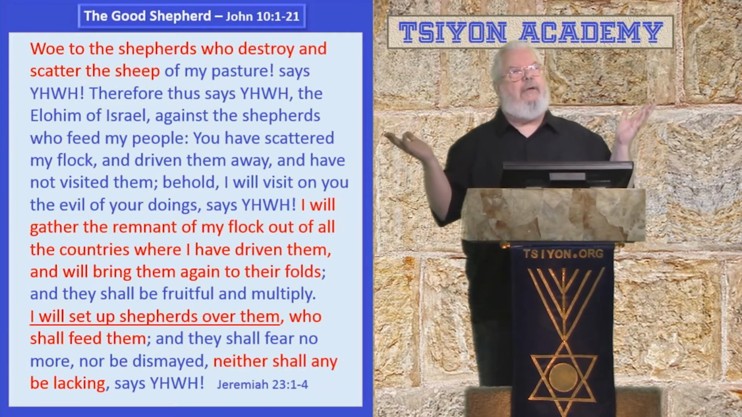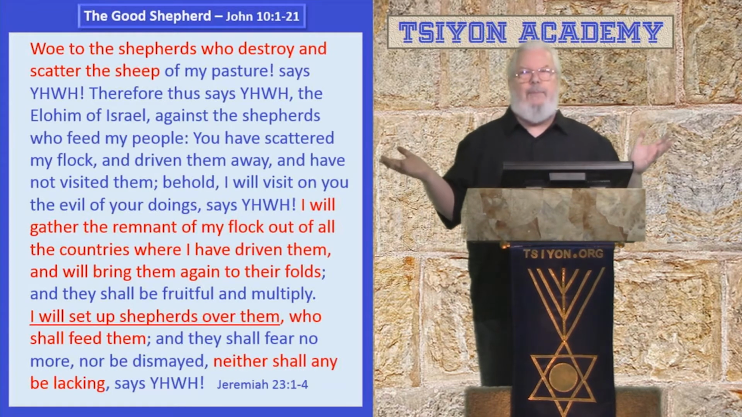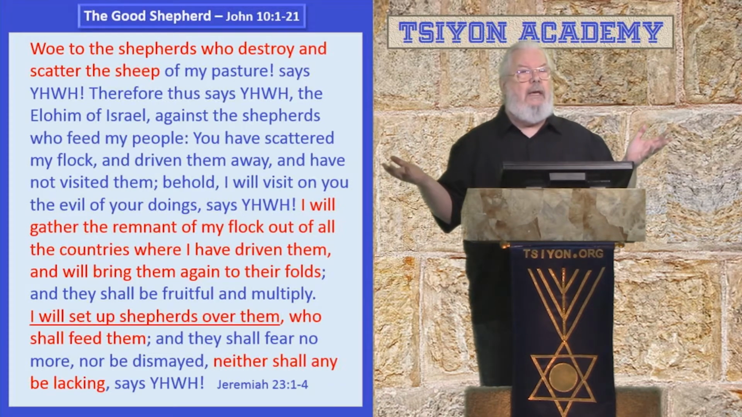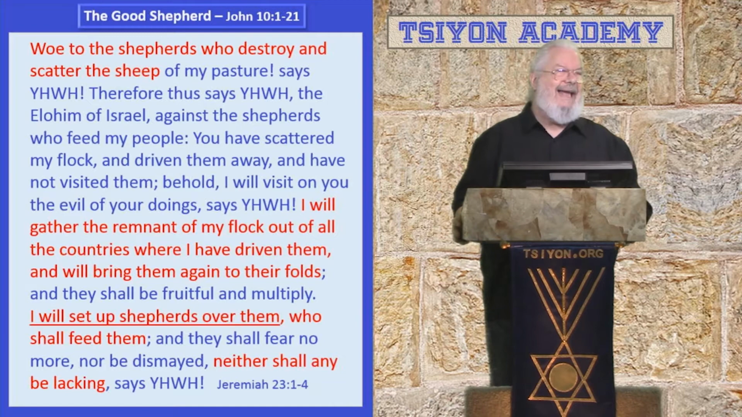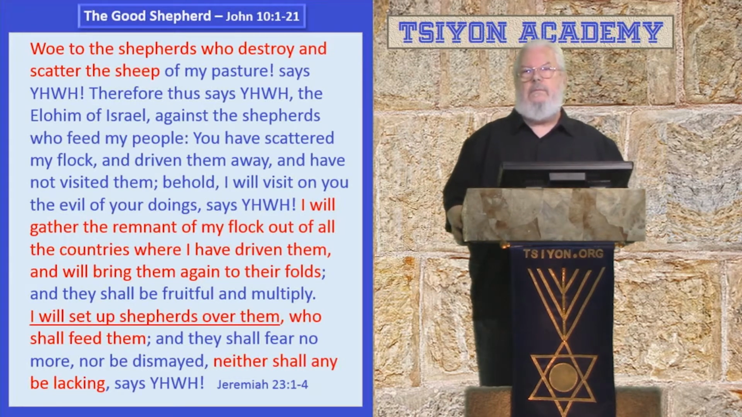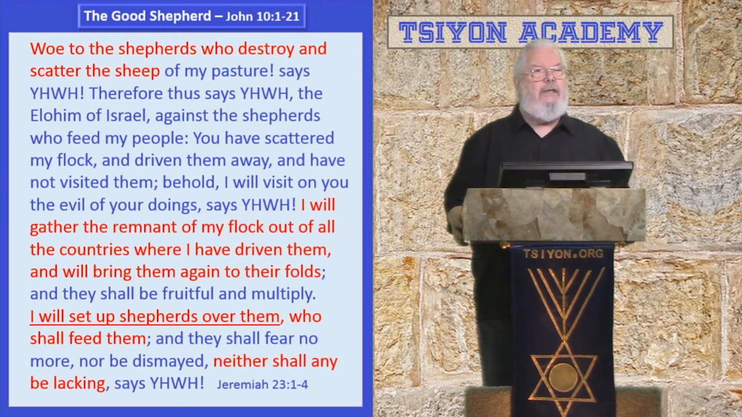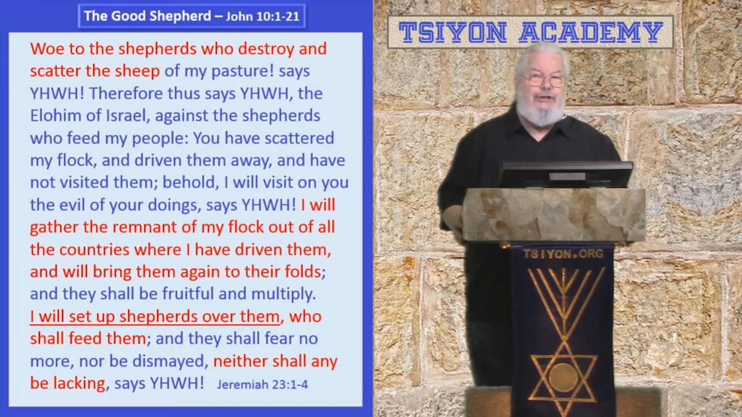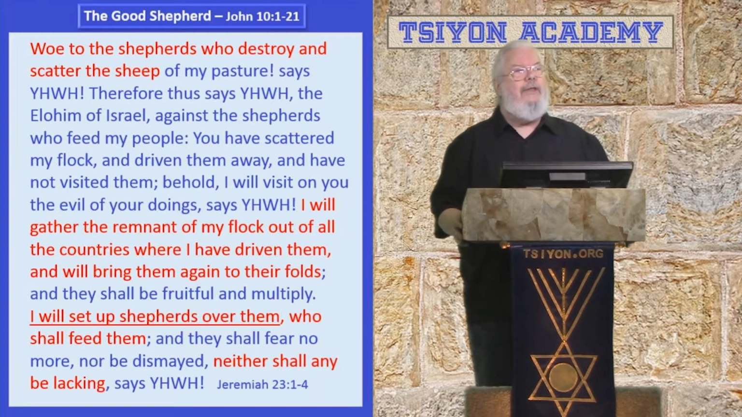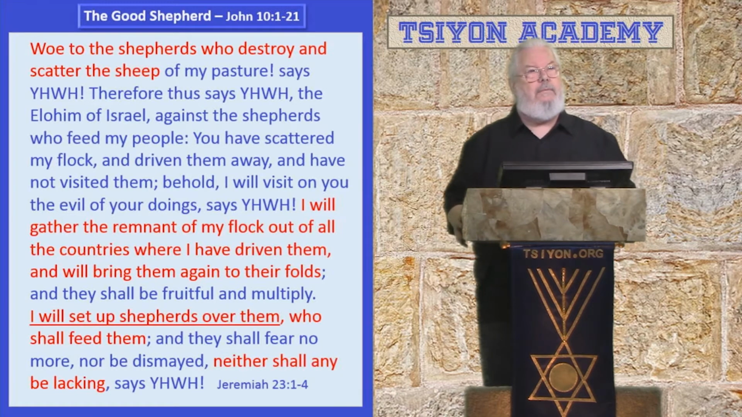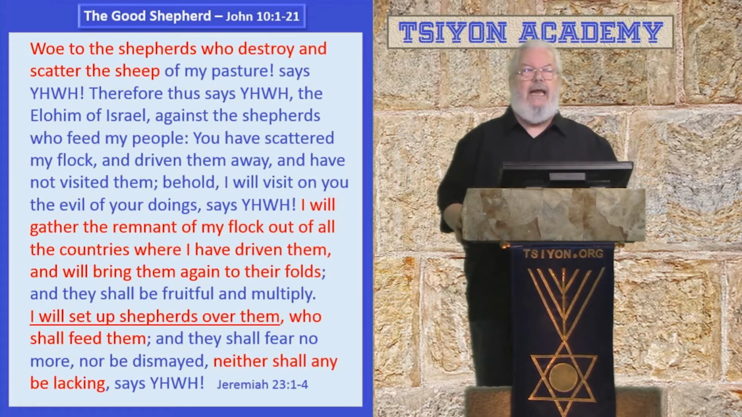So here's the picture, right? False shepherds who should have been taking care of the sheep instead destroyed and scattered the sheep. That's what happened. And Yahweh is saying, you know what? I'm going to take care of this. I'm going to get after these shepherds. I'm going to bring their evil on their own head. And I'm telling you, we're seeing it happen. We are seeing it happen.